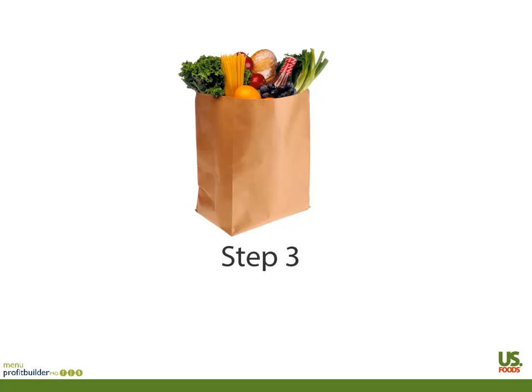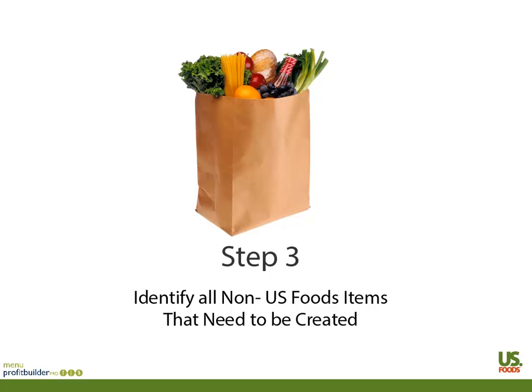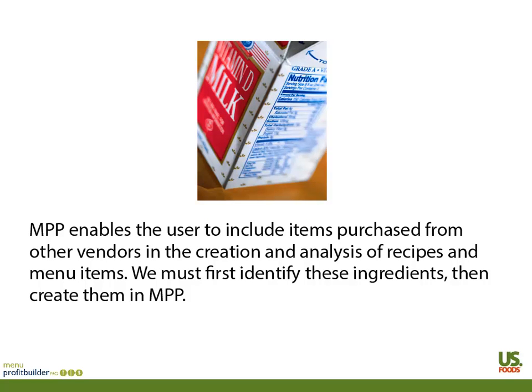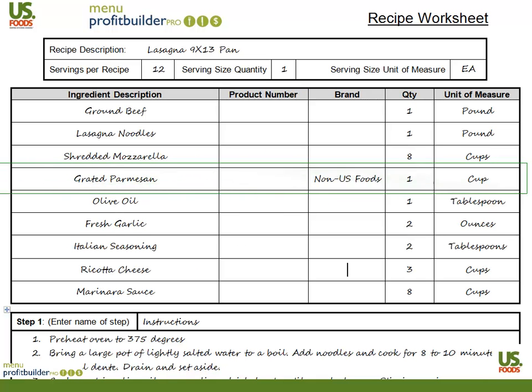Step 3. Identify all non-US foods items that need to be created. MPP enables the user to include items purchased from other vendors in the creation and analysis of recipes and menu items. We must first identify these ingredients, then create them in MPP. Returning to our recipe worksheet, we see that the Parmesan cheese is an item sourced from another supplier. Before using it as an ingredient, we must create it as a non-US foods product.